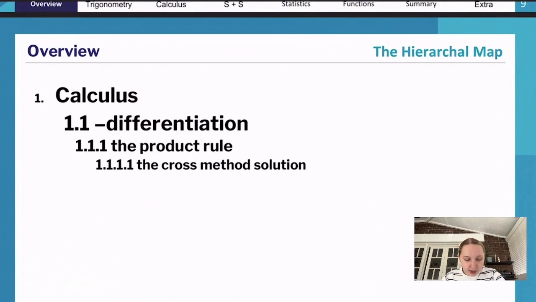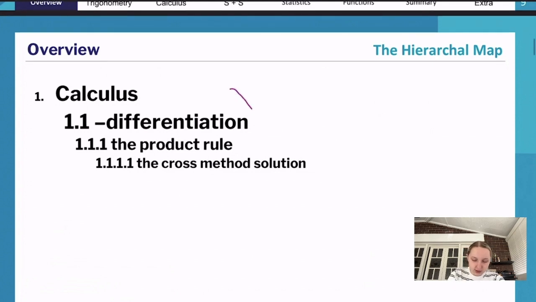Okay, so the next little part of our overview is just looking at the hierarchical map, which I guess is just a way to think about your maths syllabus. When you've got your hierarchical map, each time you go down, you're getting more and more specific, right? So calculus is your broad topic. Differentiation within that is your first specification. Then within that, you've got the product rule, which is another specification of a type of differentiation. And then you've got another specification of the cross method solution for the product rule.